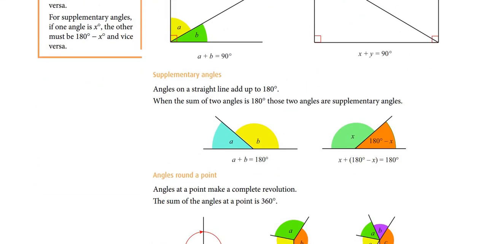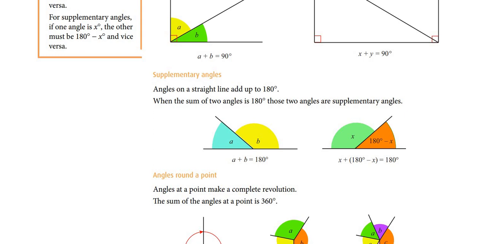Supplementary angles, also angles on a straight line, add up to 180 degrees. When the sum of two angles is 180 degrees, those two angles are supplementary angles. So in this case you have A and B, they add up to 180 degrees. So A and B are supplementary. What you will say is that since A and B are on a straight line, A and B add up to 180 degrees.